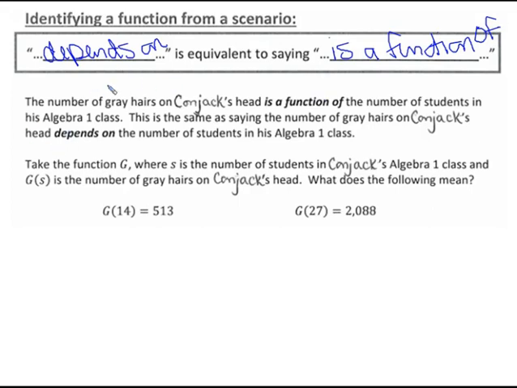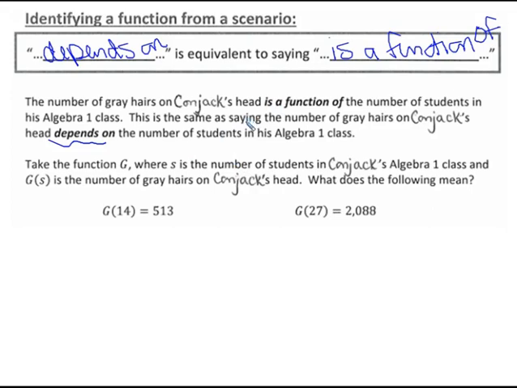And if something's a function, normally there's a connection or a relatedness between the two items that you're talking about. So for instance, the number of gray hairs on Konjak's head, okay, he's getting pretty old, not really, but he's getting a little bit older these days. The number of gray hairs on Konjak's head is a function of the number of students in his Algebra 1 class, because I guess they really like to act up a lot. This is the same as saying that the number of gray hairs on Konjak's head depends on the number of students in his Algebra 1 class.